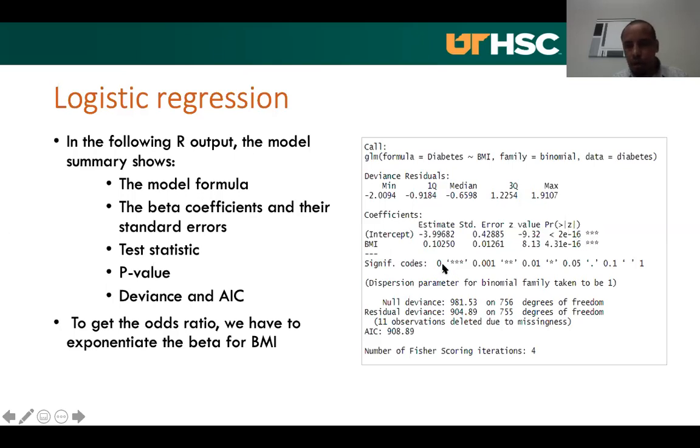So when the P value is 0, we have 3 stars. When the P value is 0.001, we have 2 stars. And when the P value increases to 0.01, we have only 1 star. And when the P value is less than 0.05, we have 1 period. And when it is greater than 0.05, we don't have the significance levels or legends like here.